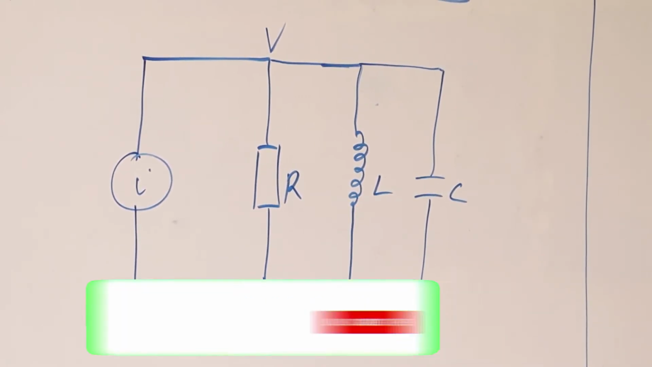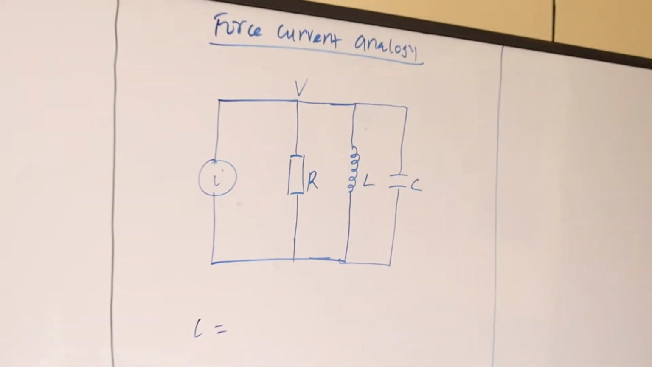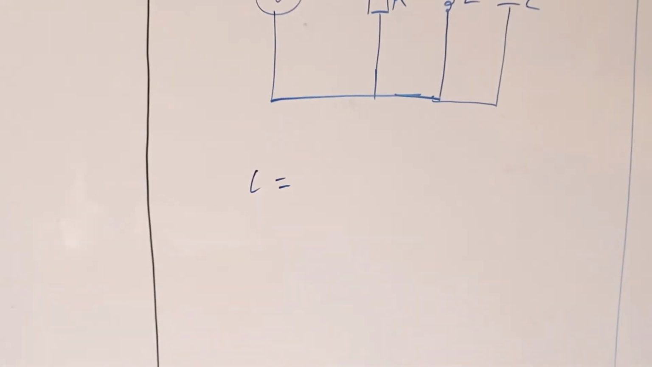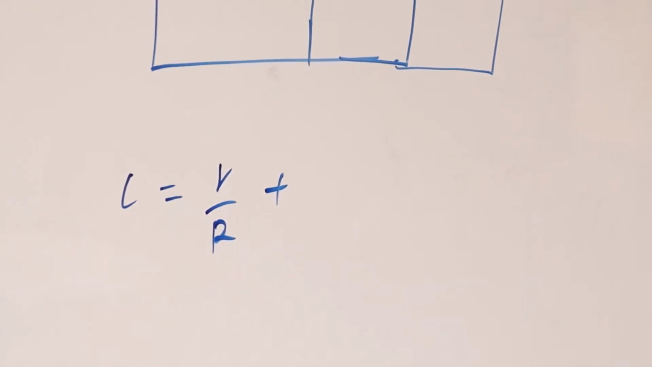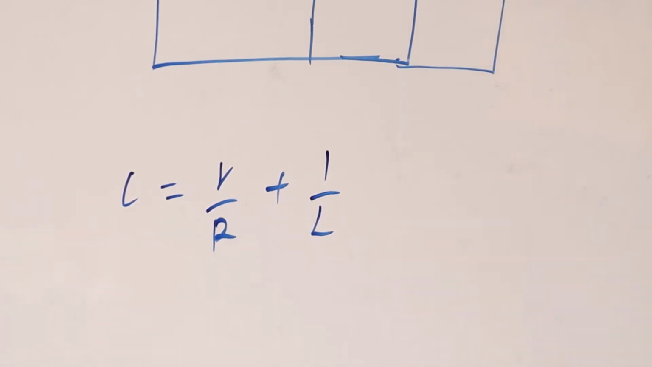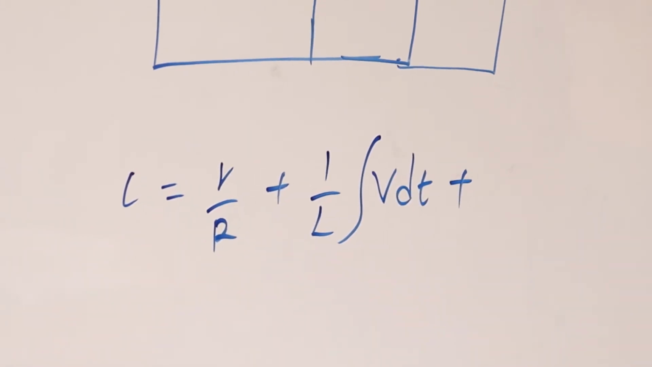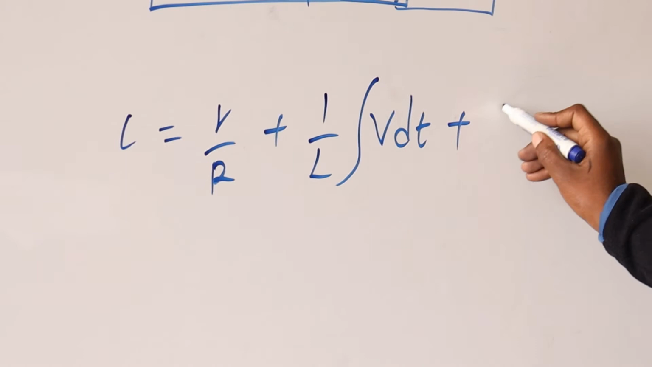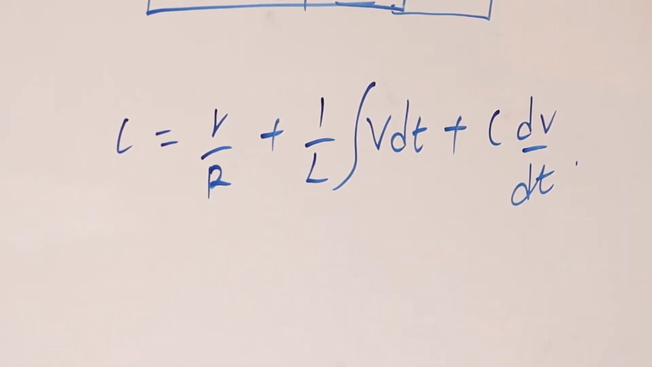If you look at it, the nodal equation for this will be such that I is equal to V over R plus 1 over L integral of V dt plus C dV over dt. Those are actually the currents.